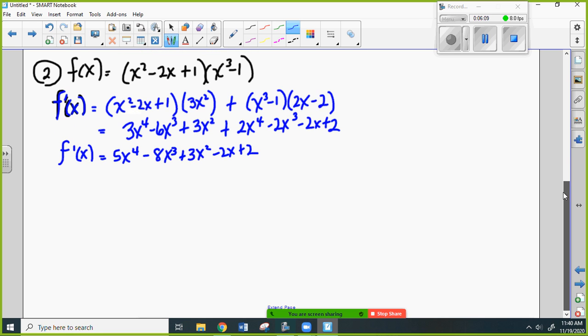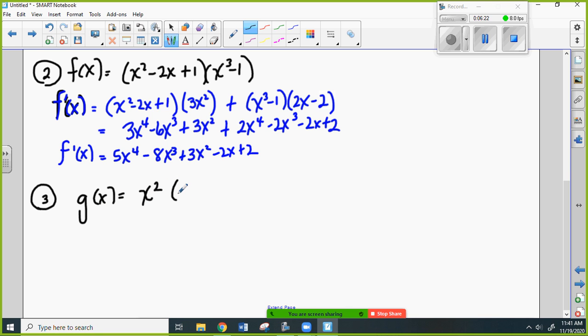Now, let's bump it up a notch. What if I tell you that your function is, I don't know, x squared times (x plus 3) cubed?